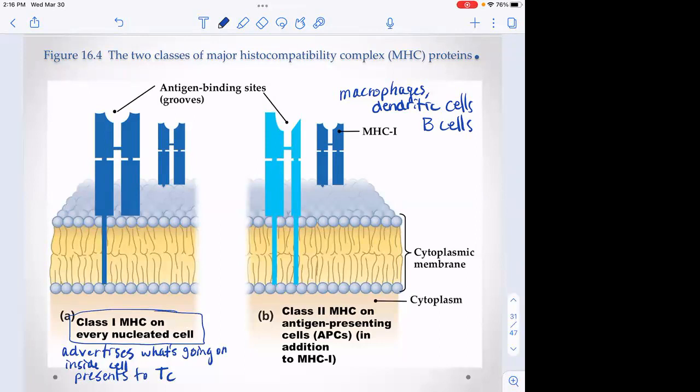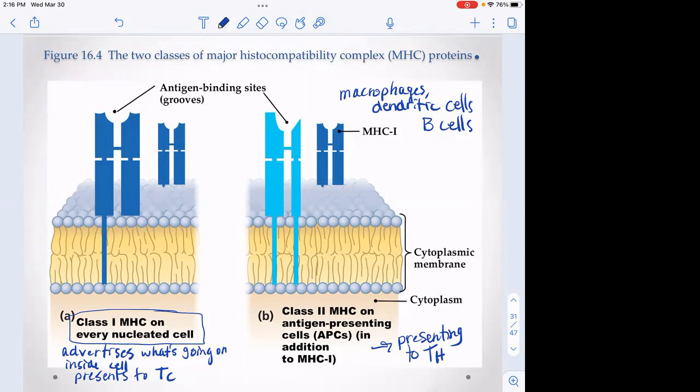So the MHC class 2 are a way for them to advertise on the surface of their cell what they've just ingested. Okay, so they phagocytize the pathogen, they chewed it up, and then those bits that they chew up, they show on the surface of their cell. Okay, so this is the way that they go looking for lymphocytes to get involved to make some specific response to help fight the infection. Okay, so they are actually presenting to T helper cells.